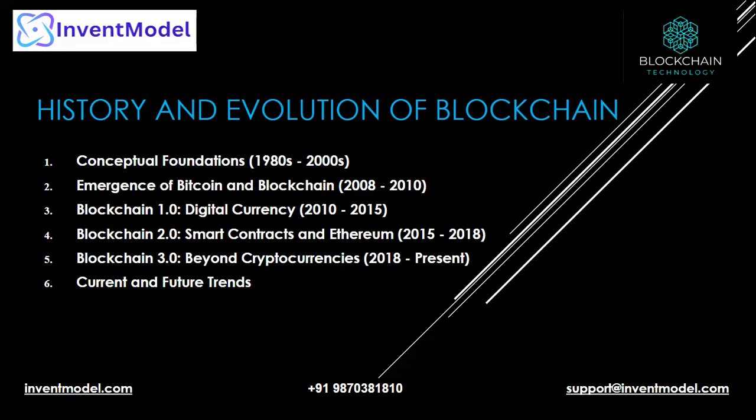So first is the conceptual foundation, where we are going to know when the concept of blockchain came to the market or came to the knowledge of the people. Next is the emergence of Bitcoin and blockchain. And there are some versions of blockchain, such as digital currency, smart contract, and beyond the cryptocurrencies where Bitcoin is used, and current and future trends of the blockchain.